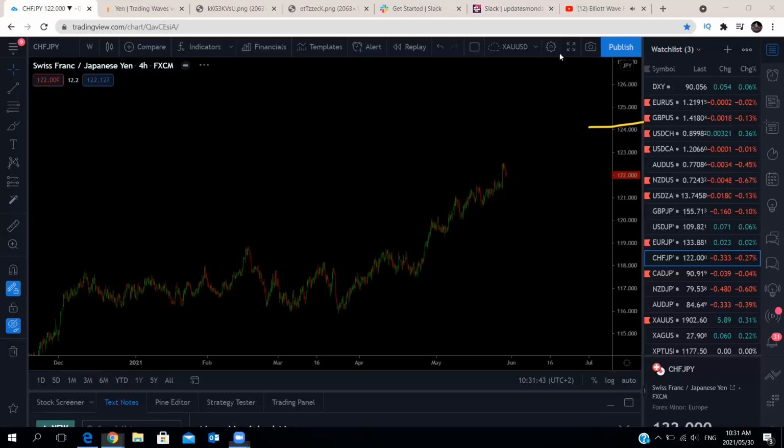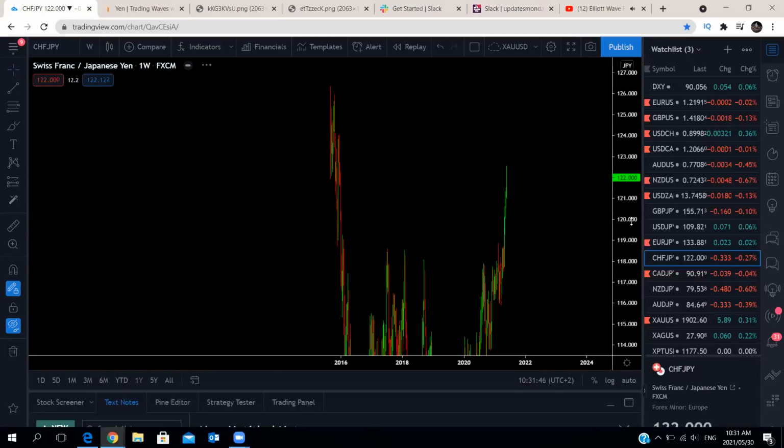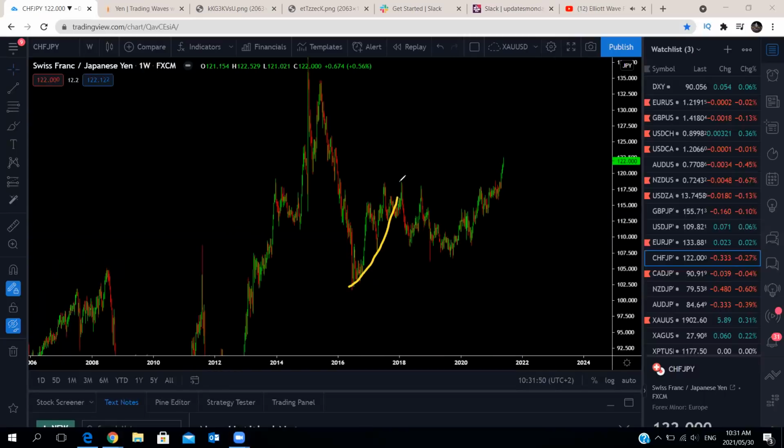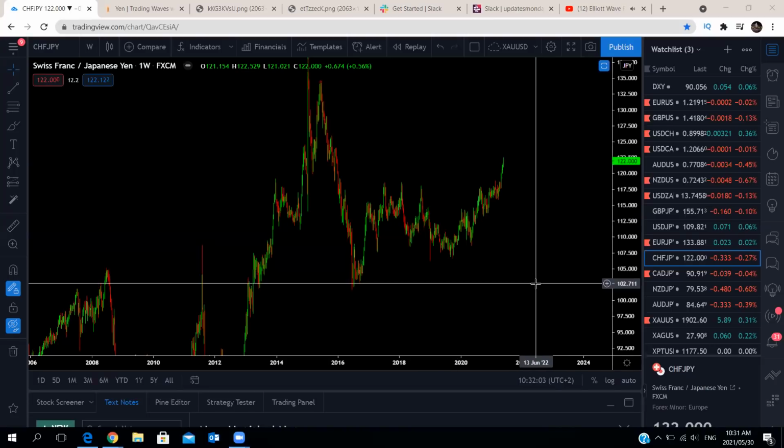Okay, let's just clear all of that. Look at the CHF and look at CHF yen. So CHF yen, just like Euro yen, we are looking at this structure. We are at the end of the structure, so you don't want to be buying at these levels anymore. Very risky. The rule is to buy low and sell high. So you need to buy low and sell high, so do not just rush into these trade setups.